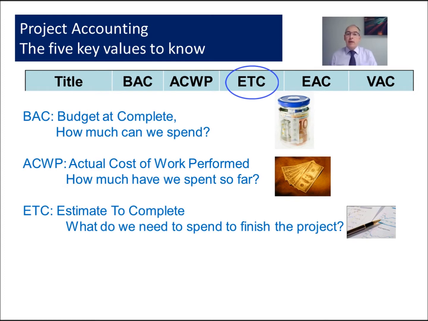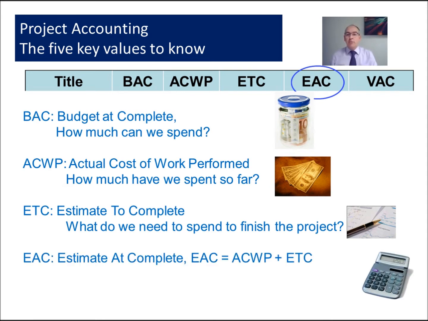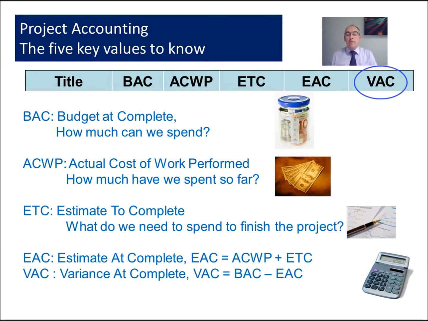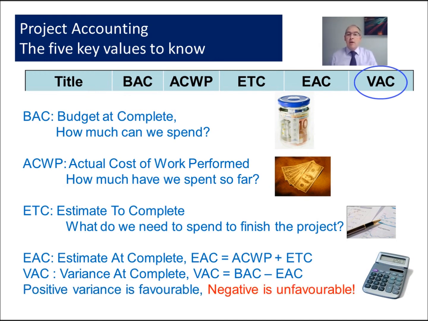Now with these 3 values we can calculate our last 2. The first one is our estimate at complete, and our estimate at complete is a calculation of the actual cost that we've already incurred plus the estimate to complete. And then what we also want to know is what's our variance at complete. Is there a difference between our budget and our estimate at complete? And traditionally we have positive variance is good and a negative variance is not so good.